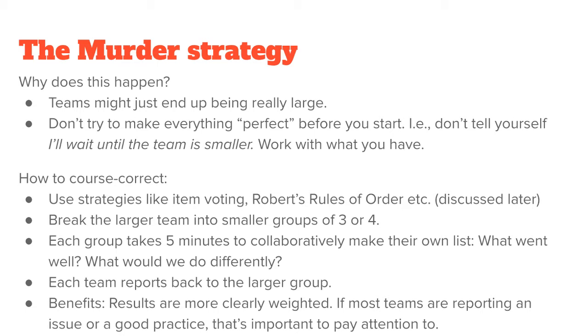So, course correction on this, and I've done this before. Things get out of hand. People are bringing up the same thing over and over again. There's no reason why you can't use something like Robert's Rules of Order. Give me 3 pros, 3 cons, and we're moving it along, people. If anyone has anything else, we can bring it up after the meeting. But give me 3 different pros, 3 different cons, and then we're moving it forward. You can break the team up. The 5 minutes of collaboratively making your own list, that'll work.